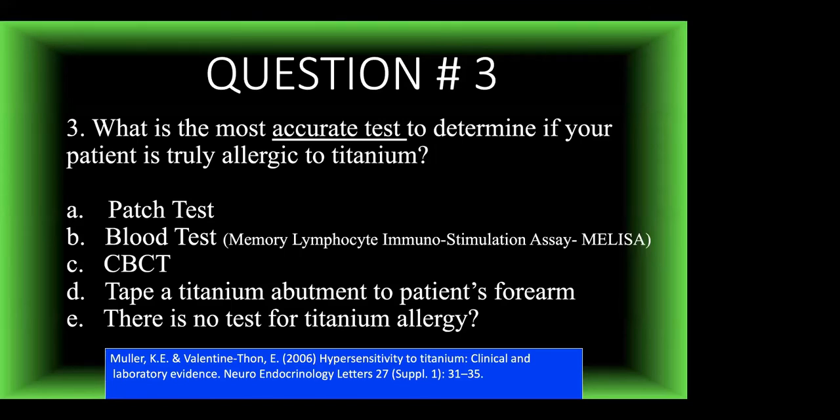What is the most accurate test to determine if your patient is truly allergic to titanium? And this is a difficult question. I'll tell you why I put this in afterwards. A is a patch test. B is a blood test, specifically the Melissa test. C is to take a CBCT. D is to tape a titanium abutment to the patient's forearm. And E, there is no true test for titanium allergy. So Robert, we have A, B, C, D, or E. Please pick an answer.